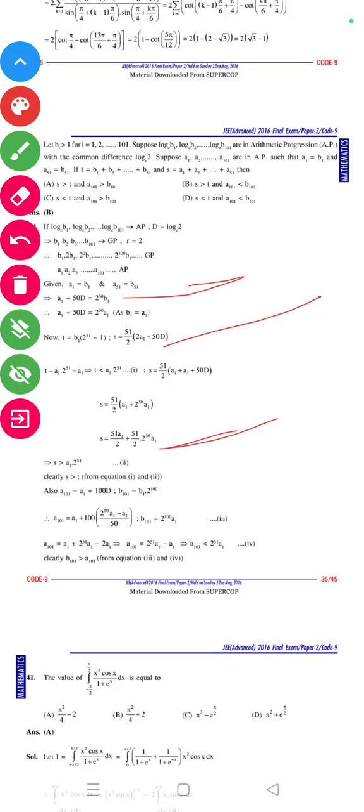Also a के पावर 101 is equal to a1 plus 100d और b के पावर 101 is equal to b1 times 2 के पावर 100, तो a के पावर 101 is equal to a1 plus 100 times (2 के पावर 50 a1 minus a1) by 50, b के पावर 101 is equal to 2 के पावर 100 into a1. a के पावर 101 is equal to a1 plus 2 के पावर 51 a1 minus 2 a1, a के 101 is equal to 2 के पावर 51 a1 minus a1, a के 101 is less than 2 के पावर 51 a1. Clearly b के 101 is greater than a के 101 from the equation 3 and 4.